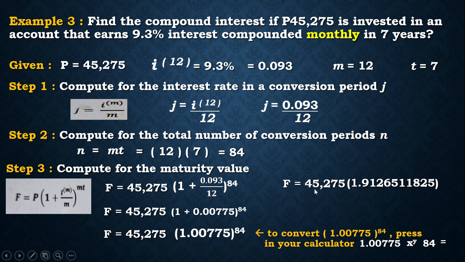Next step, i-multiply po natin yung 45,275 times 1.9126511825. So, ang maturity value natin ay 86,595.28. Again, paano nakuha ito? Minultiply po natin yung 45,275 times 1.9126511825. Kaya siya ay naging maturity value which is 86,595.28. Yun po yung mga steps sa pagkuha ng maturity value compounding M times a year.